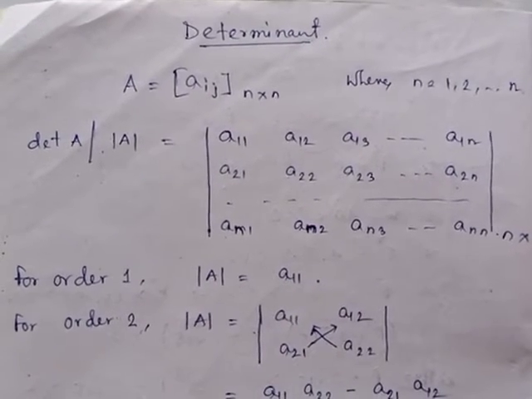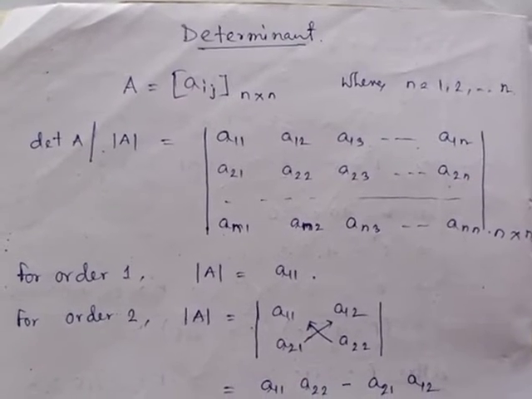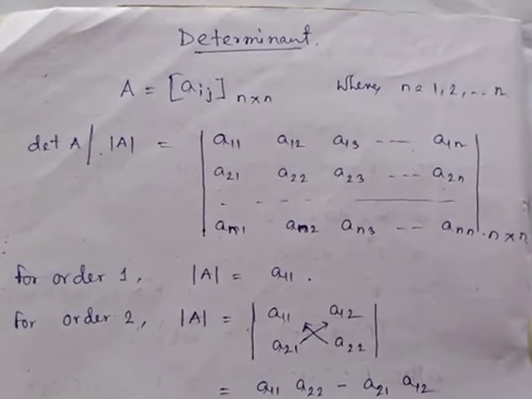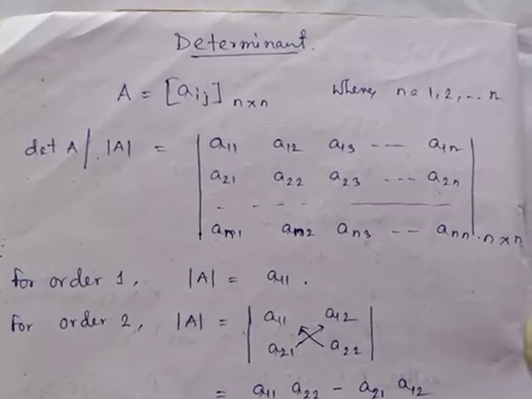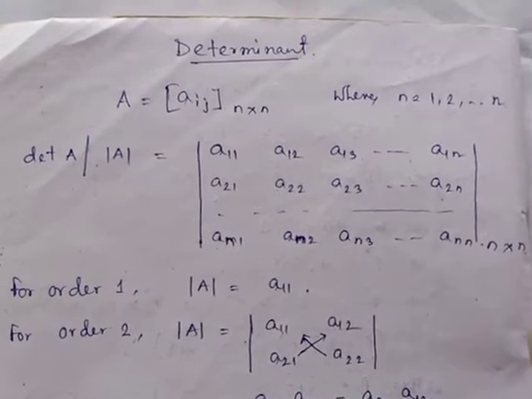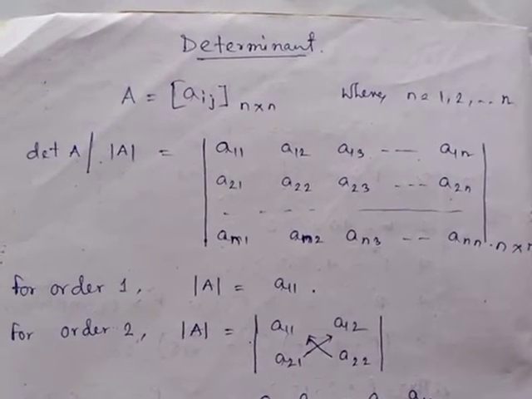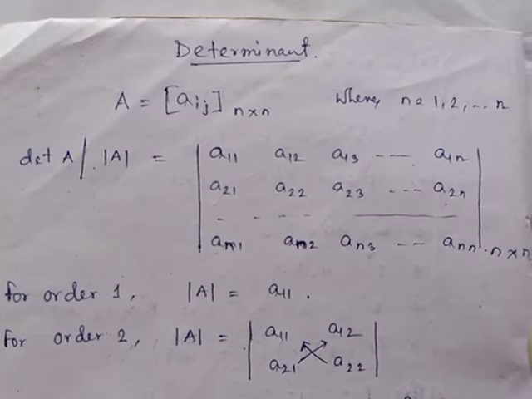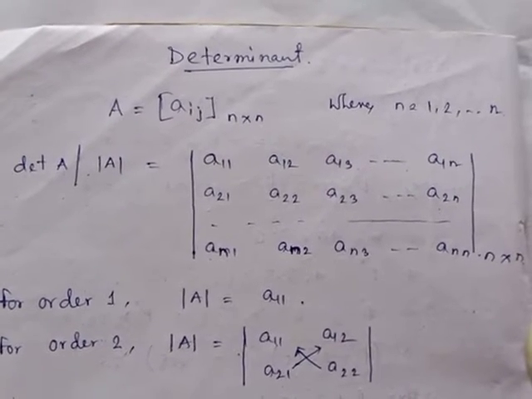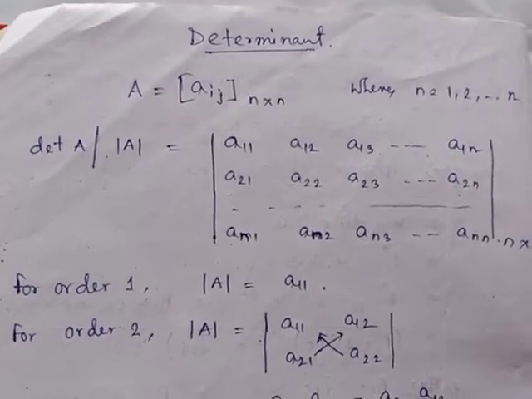Today, we are going to discuss determinants. With every square matrix A of a certain order, we associate a number called the determinant of A, and it is denoted by mod A or det A. If a matrix is not a square, we cannot associate a determinant with it. That means a determinant always belongs to a square matrix.